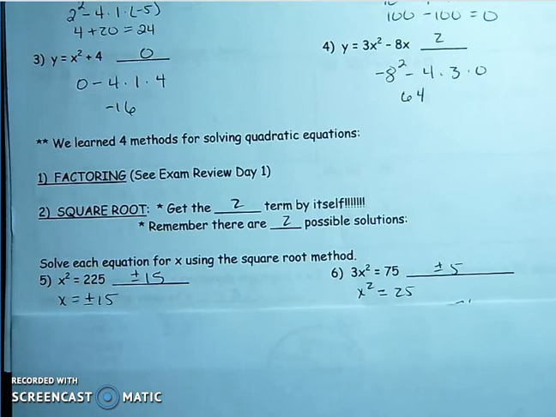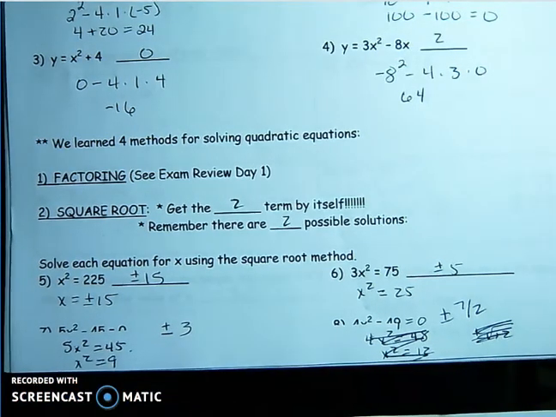So in number 5, the square root of 25 is plus or minus 5. And in number 6, the first thing I need to do is divide by 3, giving me x squared equals 25. Take the square root of both sides, and I get plus or minus 5. Now take a couple minutes and do numbers 7 and 8. Please pause the video before checking your answers.